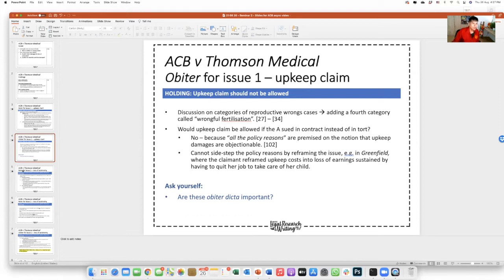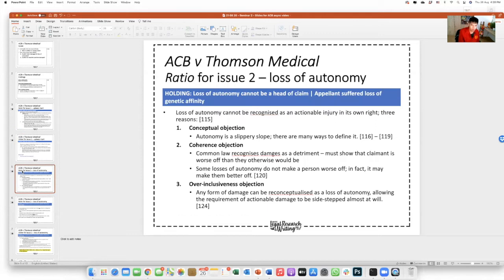Okay. So let's move on to deal with issue 2, the question as to whether there can be a claim for loss of autonomy. Now, the holding in this case, like I said earlier, is a little nuanced. There are 2 tiers to it. First tier, loss of autonomy cannot be a head of claim in and of itself. Second tier, the court said, look, even though I'm not allowing you loss of autonomy as a claim, I will award you damages for what we call loss of genetic affinity. So you ask yourself again, why did the court come to this holding? Why is the court saying loss of autonomy cannot be an actionable head of claim?